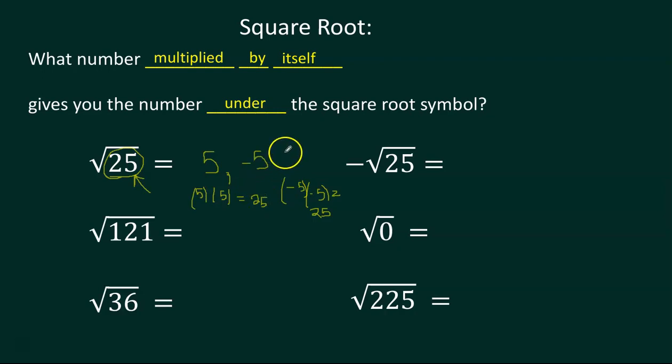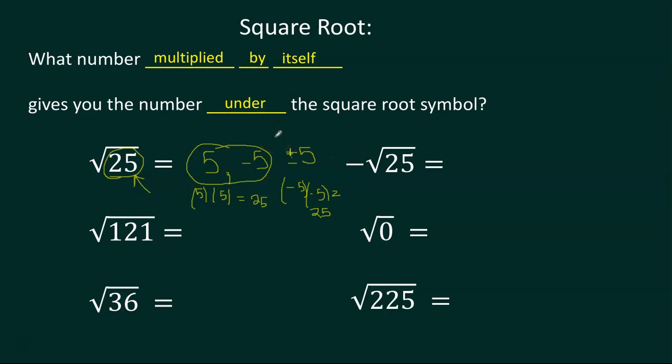Now, mathematicians don't like to write the 5 twice. Mathematicians, if you have noticed over the years, like to write as little as possible. So they would record their answer as positive or negative 5 like that. And that just shows you 2 answers. It can be +5 or -5.